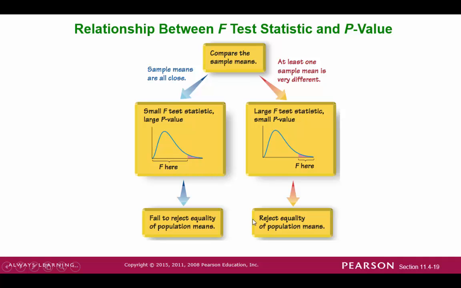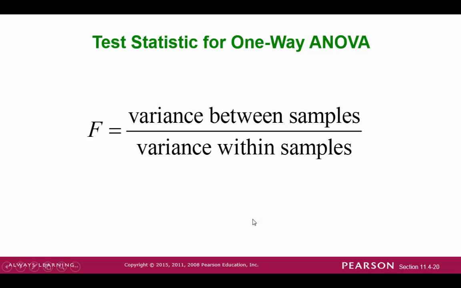Here's just a snapshot of the relationship between the F test statistic and the p-values. Again, it looks similar to the chi-square distribution with the right tail test. That's really all we need to go by. What is the F test statistic that we're getting here? The F test statistic is essentially a ratio, or a fraction, where we take the variance between the samples and the variance within the samples.